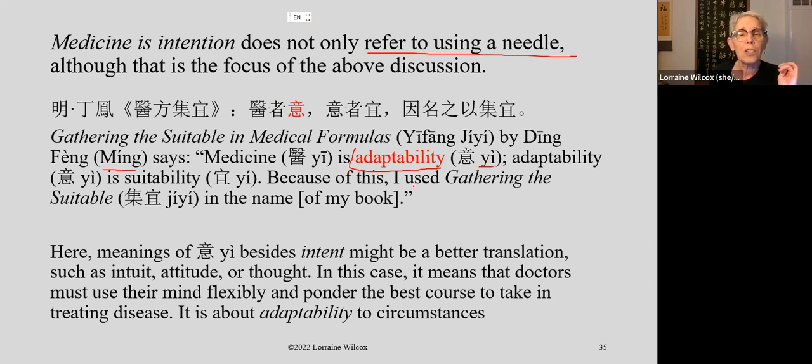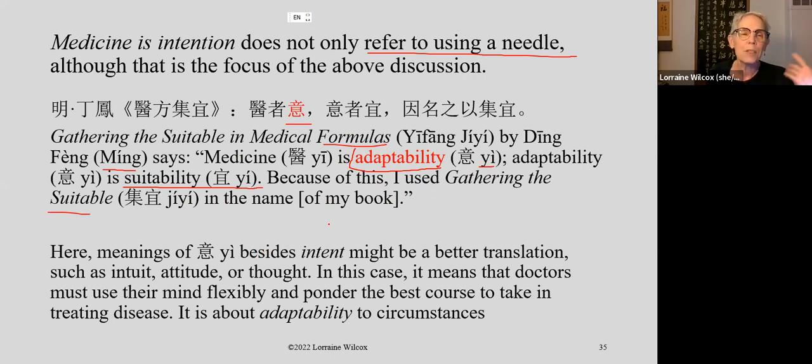I had a long discussion about this with a scholar and native Chinese speaker, and he assures me that in some of these kinds of sentences it means more like flexibility or adaptability, and it doesn't mean intent when it gets to this late time period of Chinese history. So it's still the same sentence, but medicine is adaptability. Adaptability is being suitable, being appropriate. And because of this, he says he named his book Gathering the Suitable. That's just in his introduction to the book, but it's an example of this having nothing to do with needling. This is about herbal formulas.